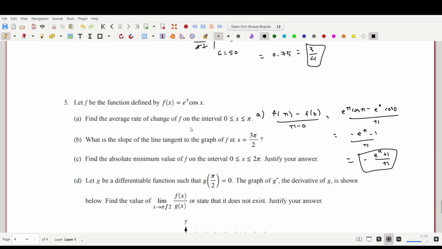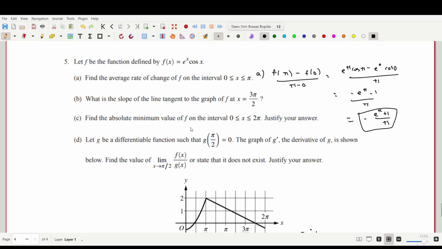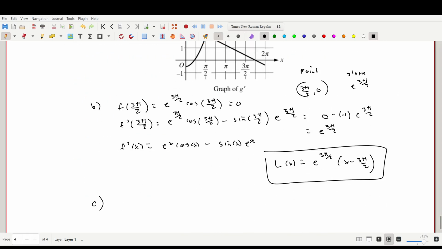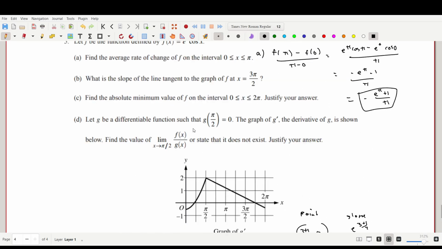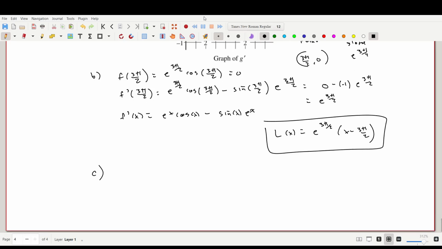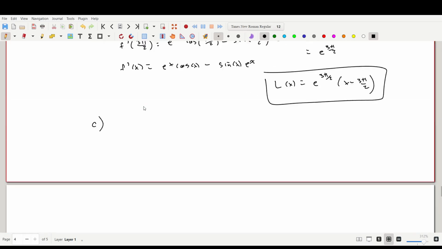Cool. Hopefully that's right. And then C, what's the absolute min on 0 to pi? That's going to be a candidate's test or something. So we've got to find the critical points. We have f prime conveniently. I need to add another page, don't I?